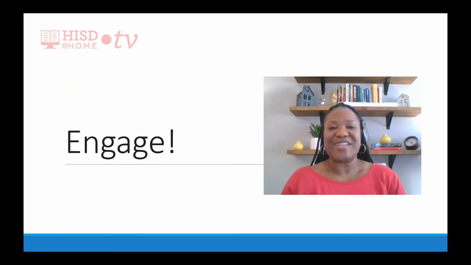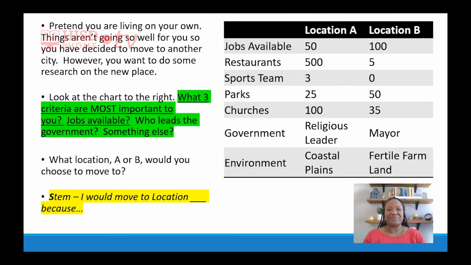So let's look at our activity now. Here I have a chart that you see on the right, and I'm going to ask you to take a look at some of the characteristics here. We have location A and location B. Under each location, we can see jobs available, restaurants, sports team, parks, churches, government, and environment. This chart is telling us what each location has.